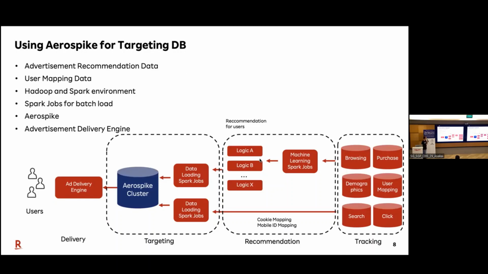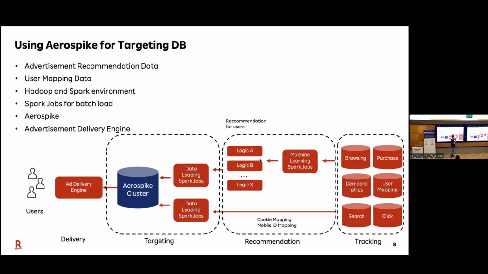Here is some expanding of the architecture, how we make use of the Aerospike for targeting DB. And now we have a clearer mindset of what kind of data will come from the source data of the tracking. For the tracking, they are shared data within Rakuten, for example, the browsing, purchase, demographics, user mapping, search click. They can be used within the whole company to do a lot of things.